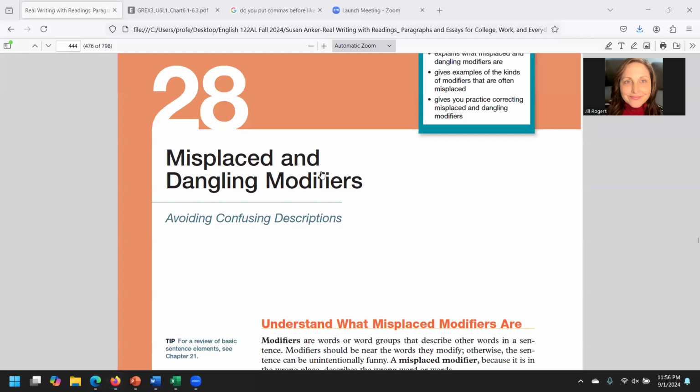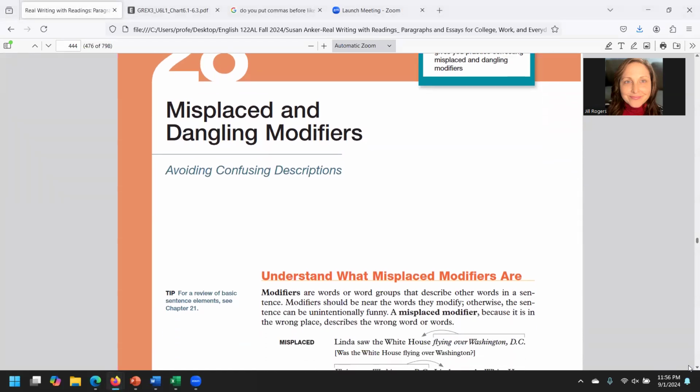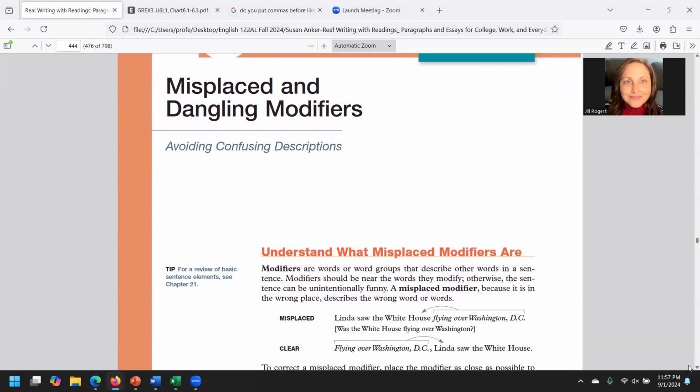Hi, this is the chapter on misplaced and dangling modifiers, and these help you avoid confusing descriptions. So don't worry if you've never heard of a modifier or you're not sure what they are, we'll go through it. It's actually a nice short chapter, and I think it's really useful for a lot of people because these problems are common, but once you know about them, they're kind of easy to fix.